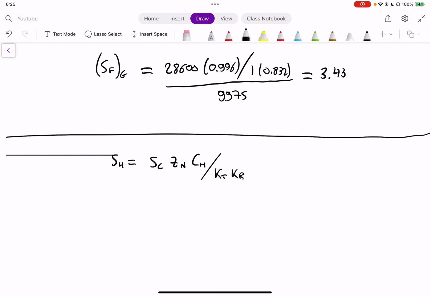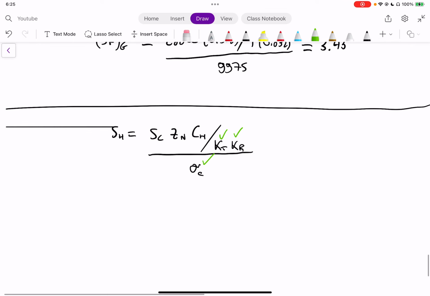So we're already good to go here. We can say that we have KT KR. We can find SC very easily. And then we're going to divide all of this by sigma C, which we already have as well. Okay, so let's solve for SC really quickly.